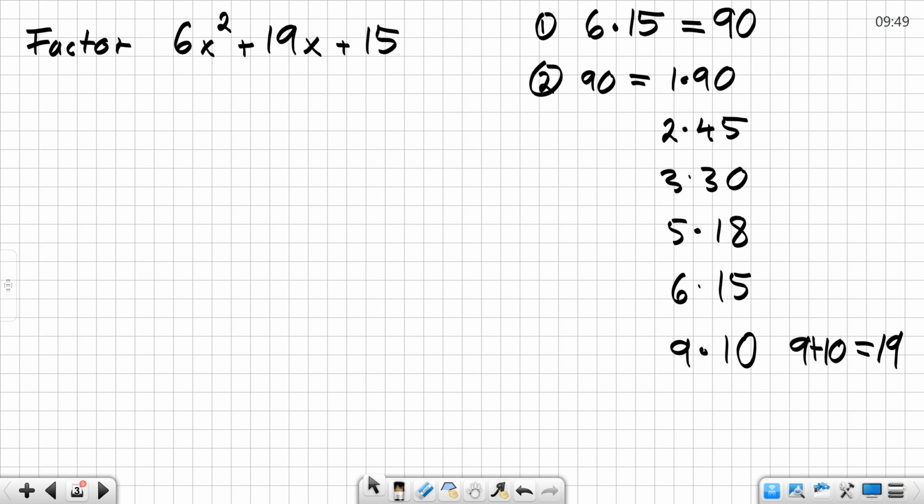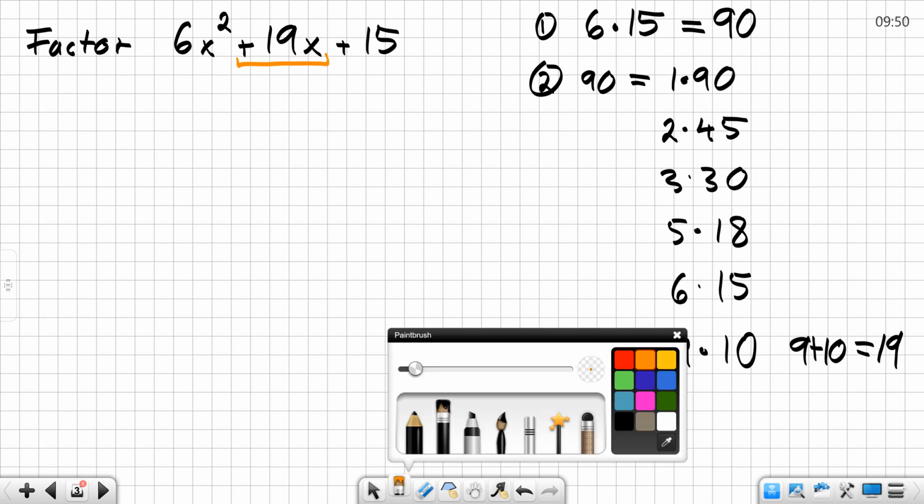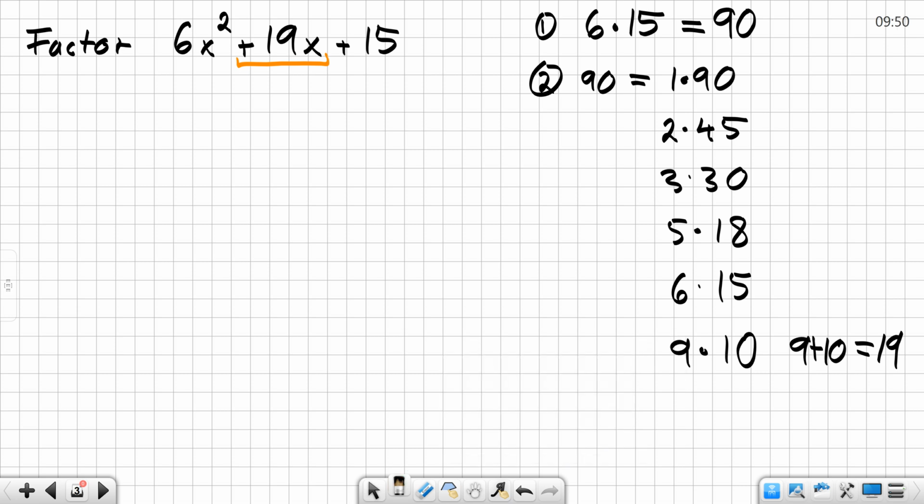So that means now that the numbers 9 and 10 are the magic numbers. I will now go and take this 19x right here, and I will create two extra terms: 9x plus 10x. You broke the 19x into two terms, 9x and 10x. Which one you write first really does not matter.